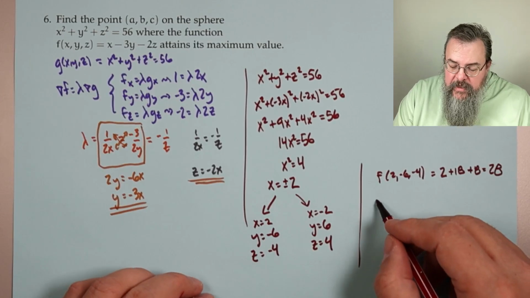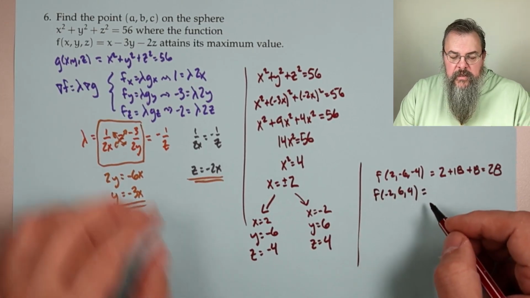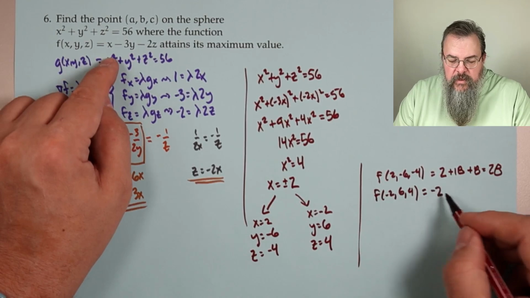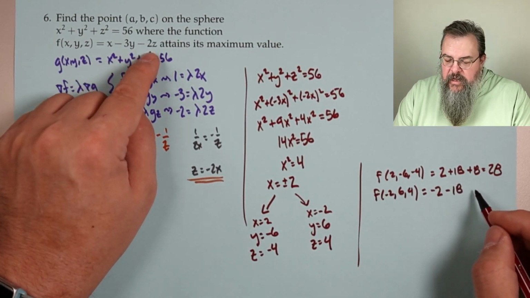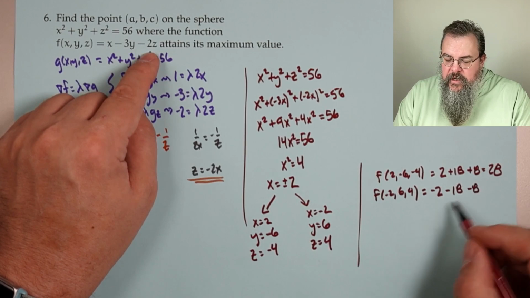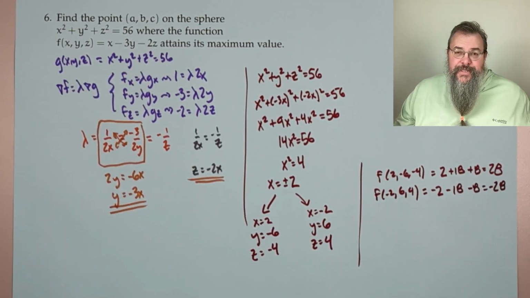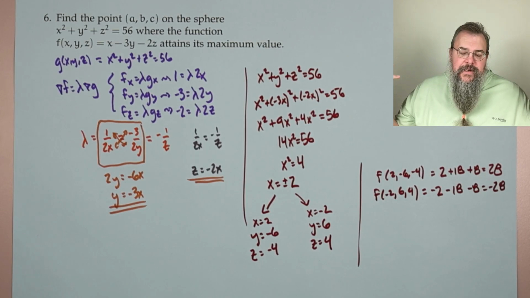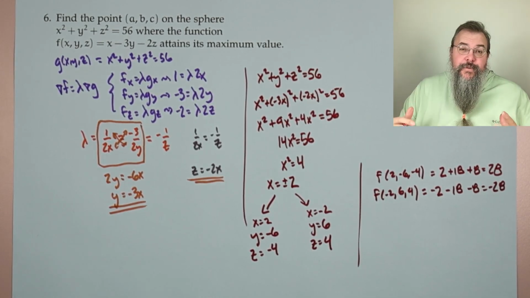On the other hand, if you plugged in negative 2, positive 6, positive 4, you'd have negative 2, and then minus 18, 3 times 6, and minus 8, 2 times 4, and that would be a negative 28. Now, these are the only 2 points coming out. And we can actually say definitively it's one of these 2 points.